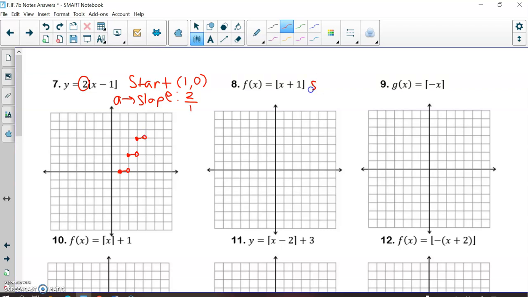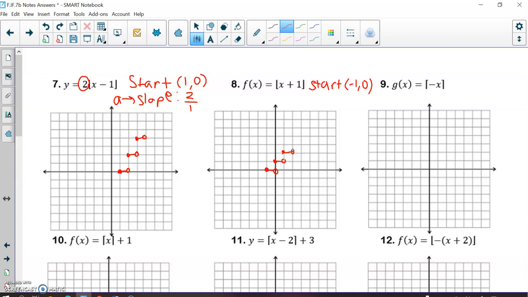All right, number 8, my starting step is going to be at (-1, 0), my h, k value. So that's this point right here. My a value is 1, my b value is 1, so my slope is 1, up 1 over 1, up 1 over 1. This is a floor function, so all my steps are going to open to the right.